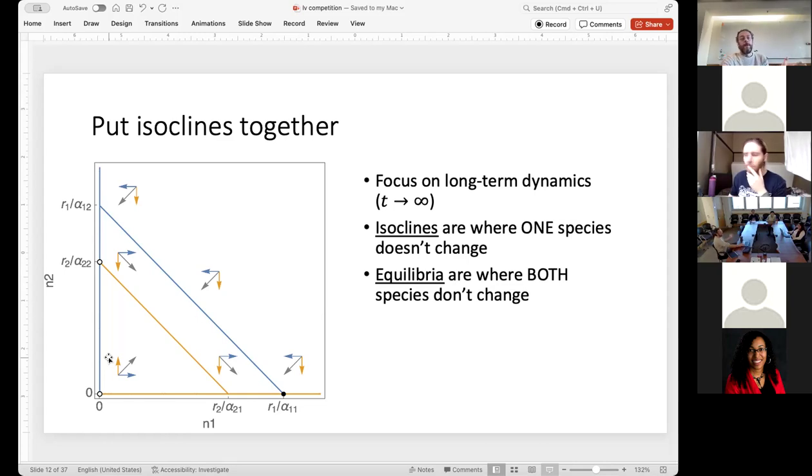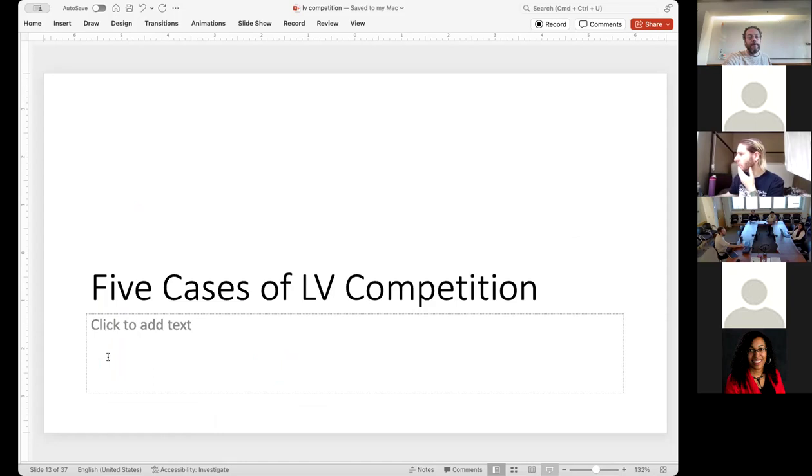All right, so the important part of these isoclines, they're lines with negative slope. Turns out there are 5 different ways we can get two lines to intersect, to cross or relate to each other. And so each one of those 5 ways is going to be one of the cases of Lotka-Volterra competition, one of the outcomes. So what are these 5 cases of Lotka-Volterra competition?